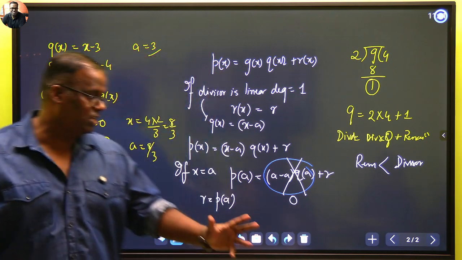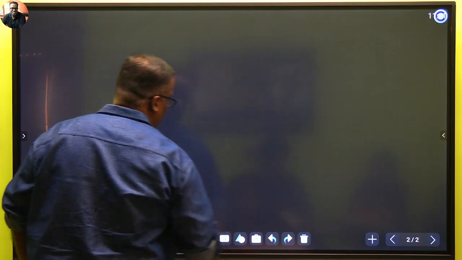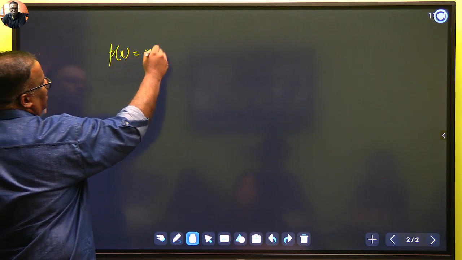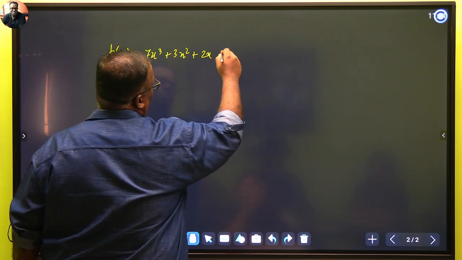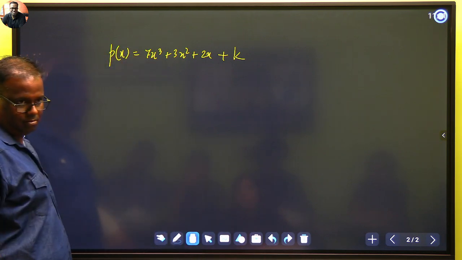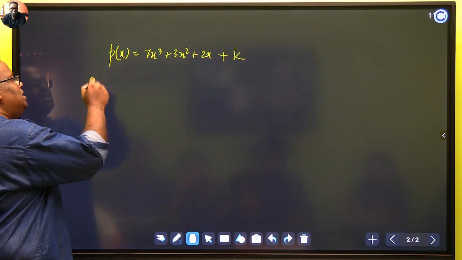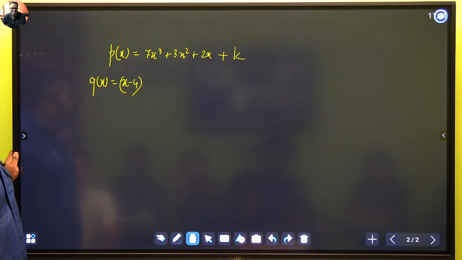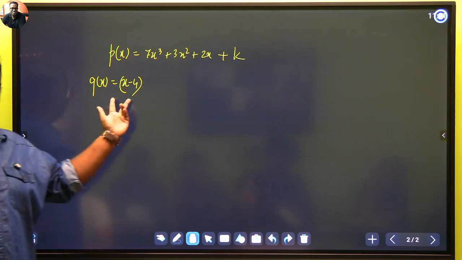Okay, one last type of question, and then we leave. Last type of question may be that you get a problem where the polynomial is given to you as, say, 7x cube plus 3x square plus 2x minus or plus k. Find the value of k such that when px is divided by gx equal to x minus 4, leaves remainder as so and so or remainder as blah blah. So all we have to do is long division, and if it is linear, don't do long division.